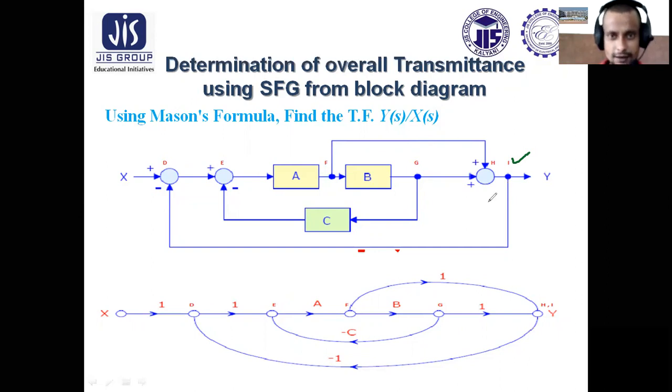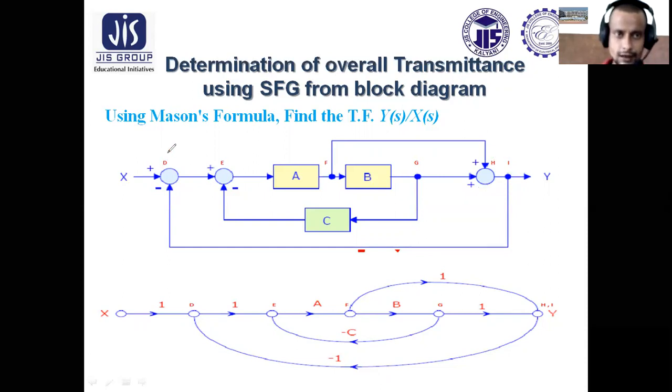I'm telling you once again, if a takeoff point is placed before a summing point, then the takeoff point and summing point will be considered as different nodes. But if the takeoff point is placed after the summing point, then the summing point and takeoff point can be considered as the same node or a single node. So a takeoff point before a summing point will be considered as a different node. A takeoff point after a summing point may be considered as the same node, or you may consider these two as different nodes, as you wish.